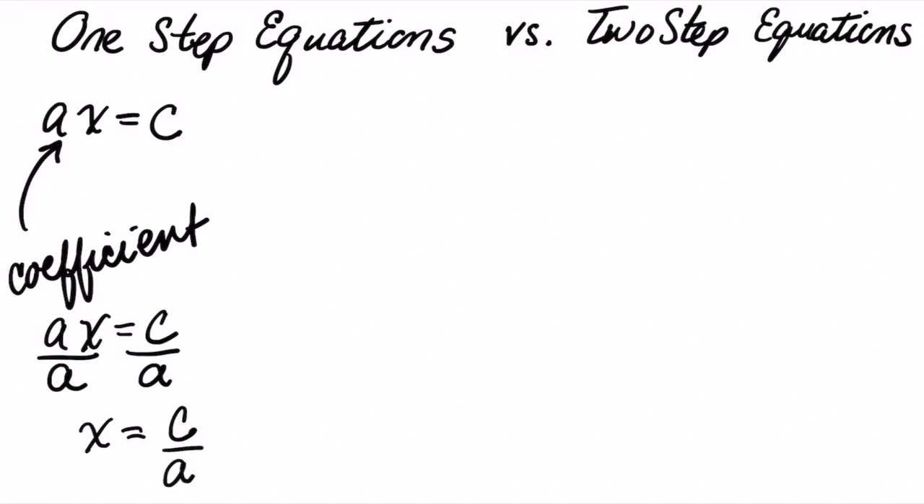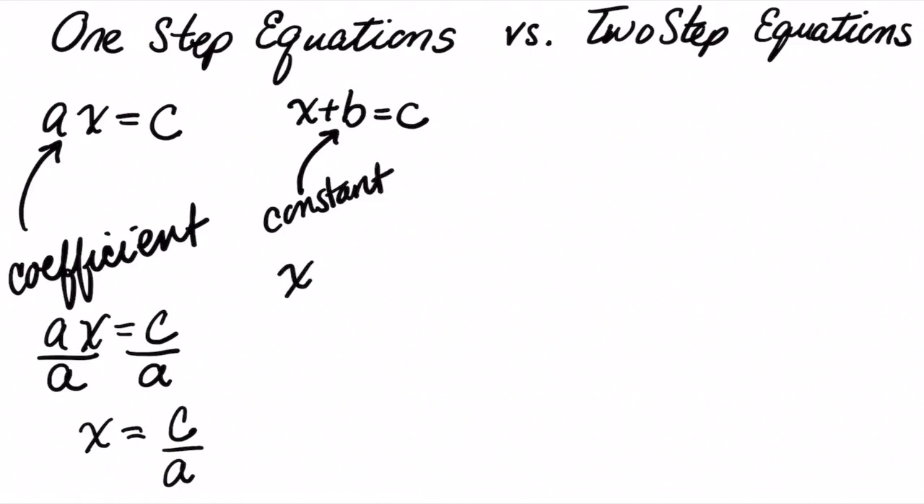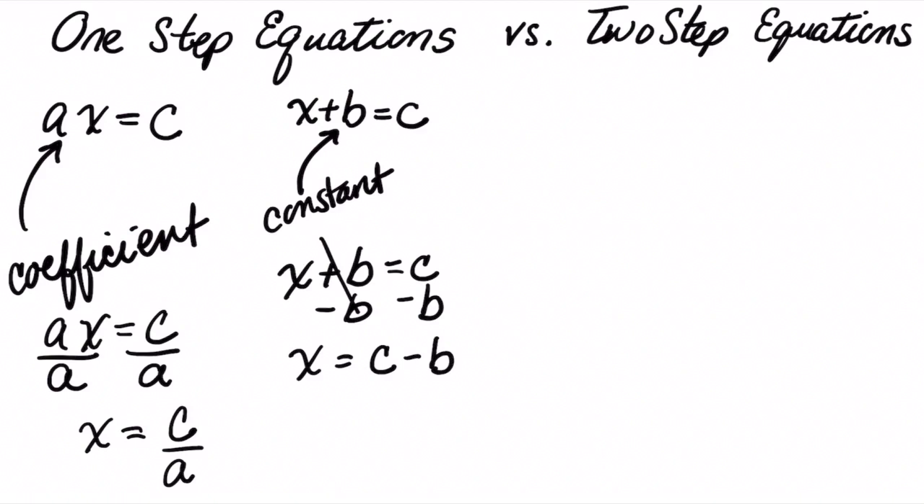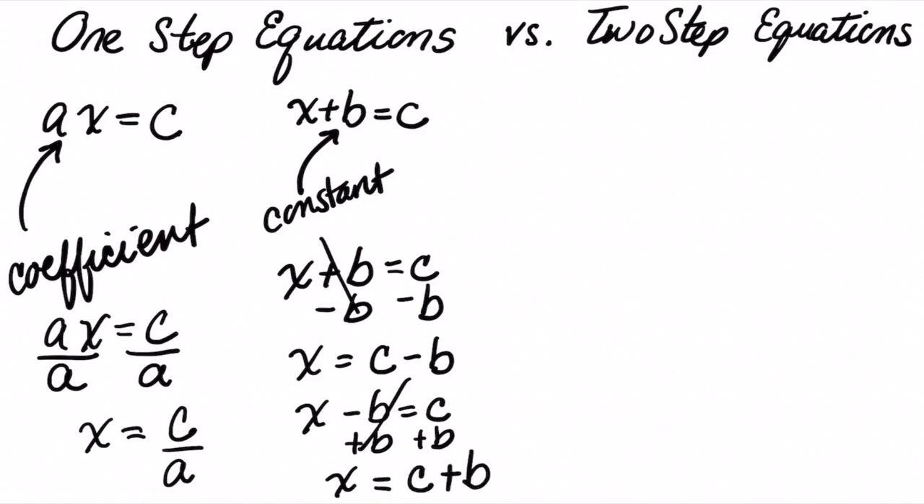The second form we have is x + b = c, where b is our constant, and we've been creating zero pairs. If b is a positive number, we're subtracting b from both sides, so x is equal to c - b. If b is a negative number, we're adding b to both sides, still a zero pair, and x is equal to c + b. This is what we've been doing so far, but today we're going to start looking at two-step equations.